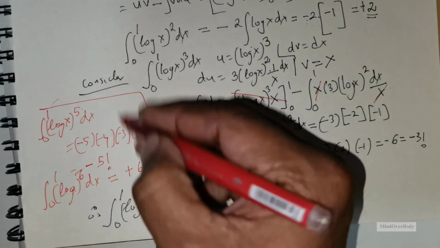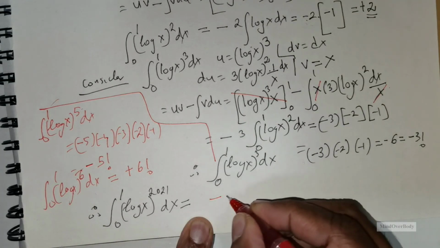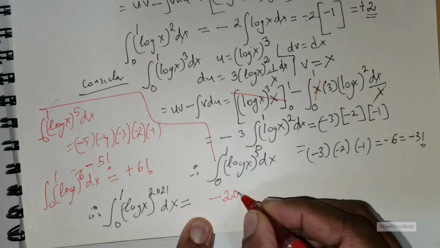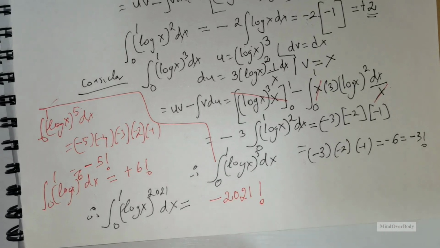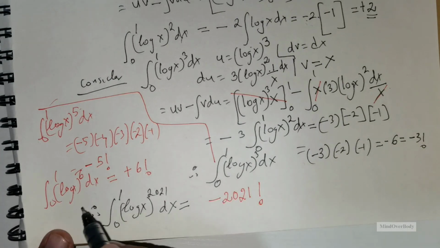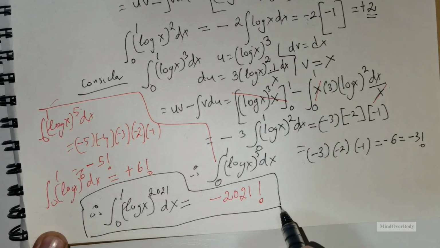So using the above information, I can clearly conclude the outcome for this is going to be negative 2021 factorial, with a negative sign. So this is going to be my solution for the given question.